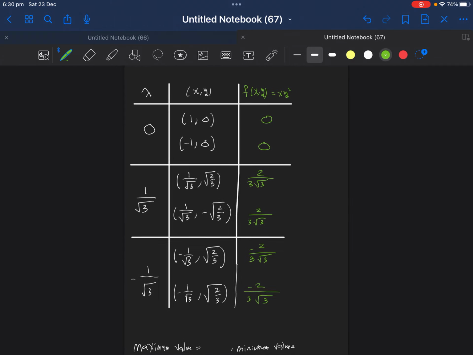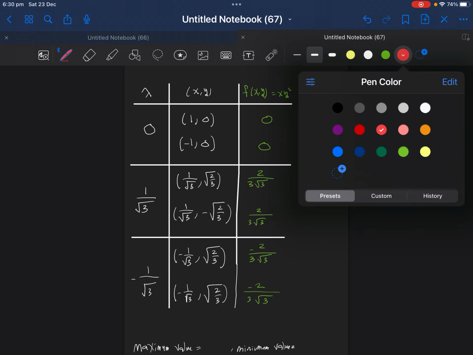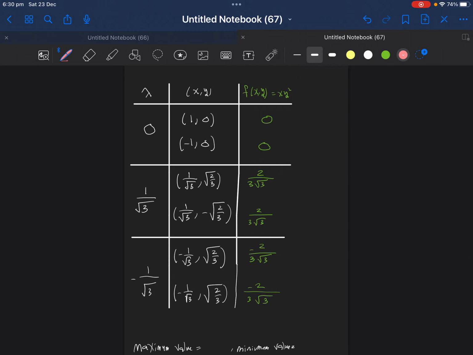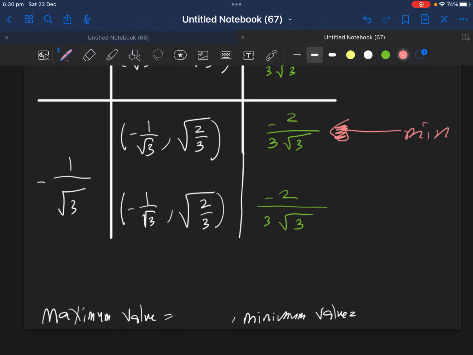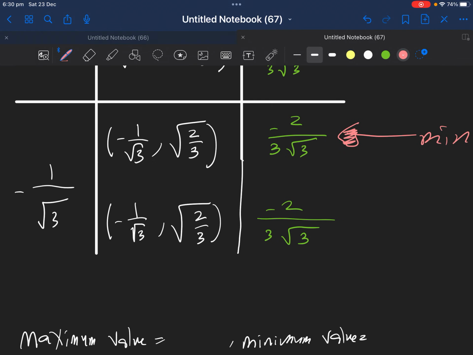And that's what we get. Now, if we compare which one is the maximum, here we have two maximum values, doesn't matter for us. I can choose any one of them, they are the same. So this is the max, and of course, this could be the minimum. So the maximum value for this function, according to this condition, is 2 over 3 square root of 3, and the minimum is negative 2 over 3 square root of 3.